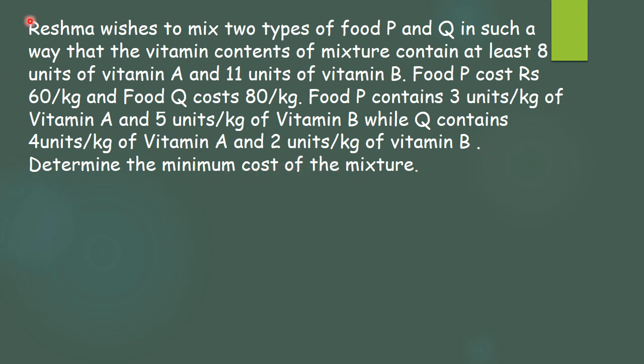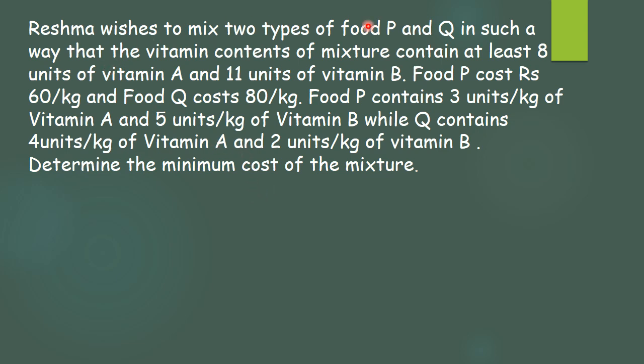Now, what is the information given in this? There are two types of food. Each food contains vitamin A and B, but their contents or the numbers are different, and whatever information they have given in the question we will try to tabulate so that it will be easy for us to write the equations.